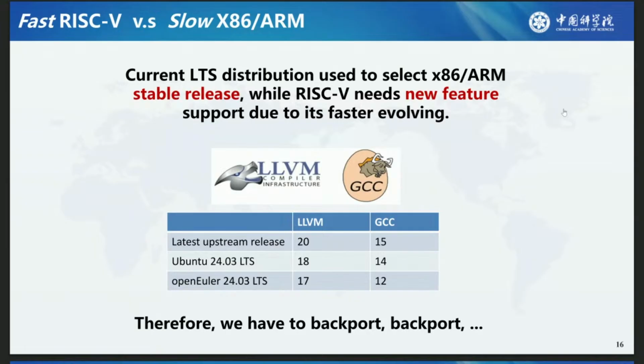And also openEuler. My colleague, Mr. Sheng, will introduce openEuler later. They also choose 17 and 12 for LLVM and GCC. So obviously it's not the latest release version. Therefore, we have to backport from the latest release version to the mainstream distributions.